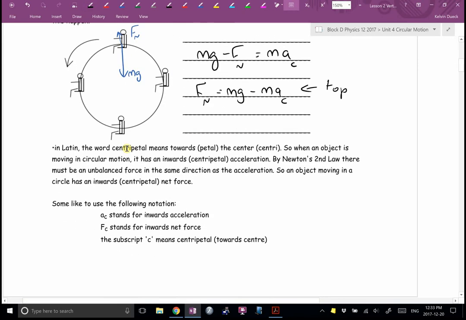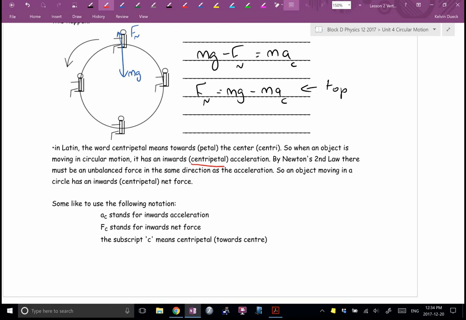In Latin, the word centripetal means towards the center: pedal, towards; centri, center. So when an object is moving in circular motion, it has inwards or centripetal acceleration. I will use the word centripetal, but you can just think circular. The C that I'm putting as a subscript technically stands for centripetal, but you can just pretend circular. Conveniently, in English, both words begin with a C.